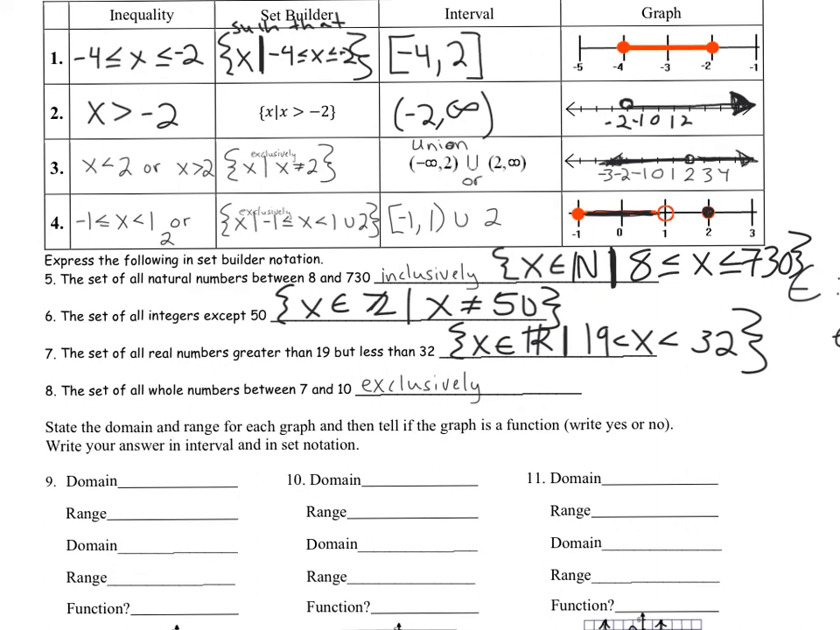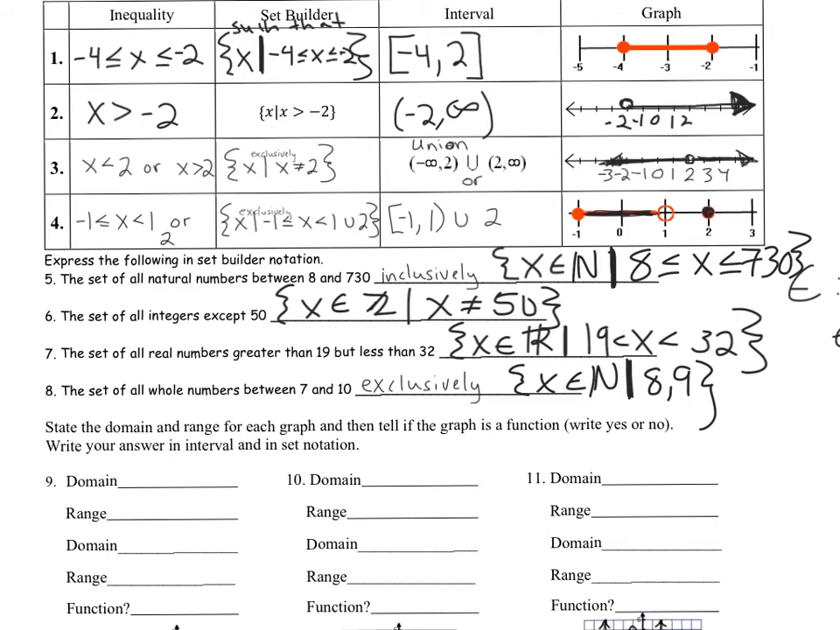Now looking at number 8, we see that it goes on to mention that 7 and 10 are exclusive, okay? And we're talking about the set of all whole numbers. So I've got x is an element of all the whole numbers, so we've got our n. And then we have between numbers 7 and 10. Well, the numbers between 7 and 10 are 8 and 9. So that is how we would do the last and final one.